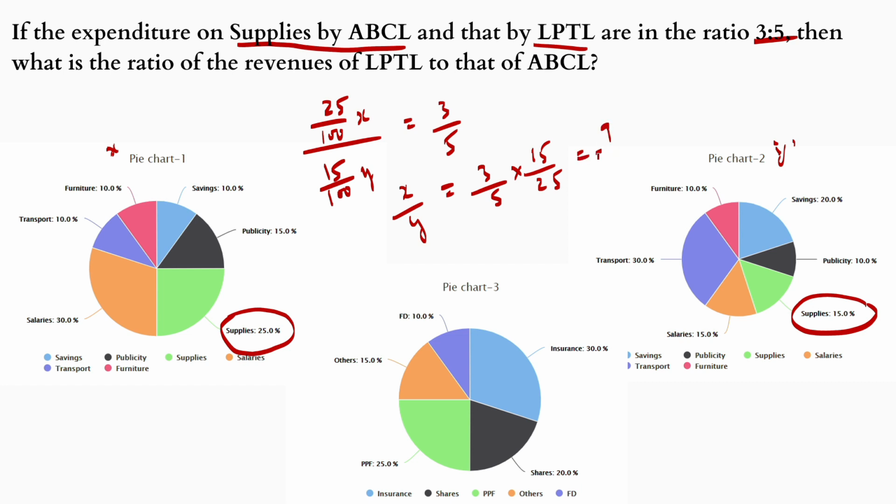So the ratio of ABCL and LPTL is 9 by 25, but we are asked to find out the revenues of LPTL to that of ABCL. So LPTL by ABCL is 25:9.